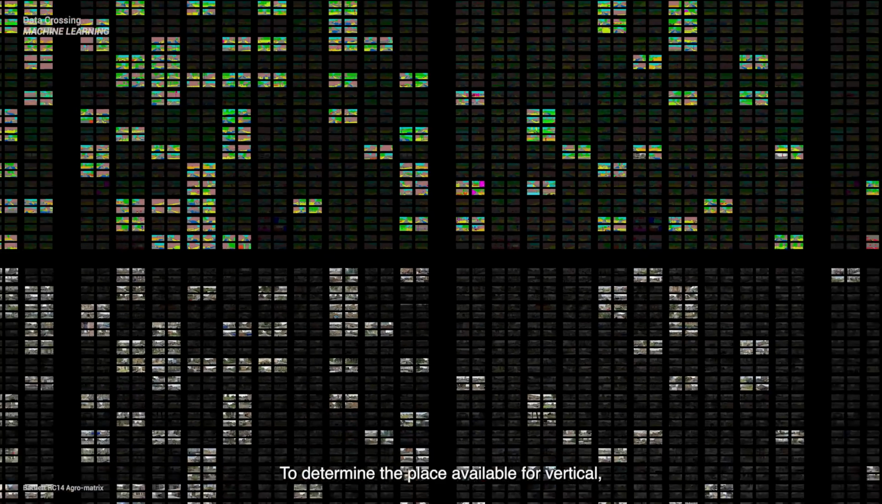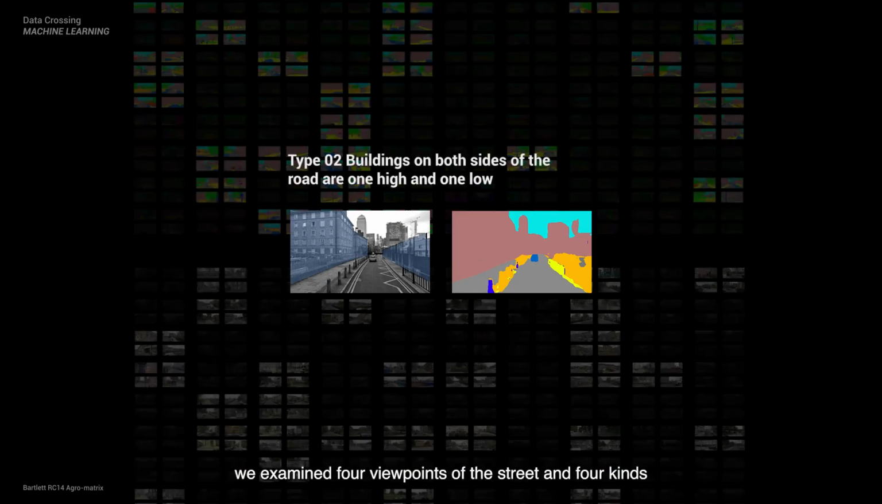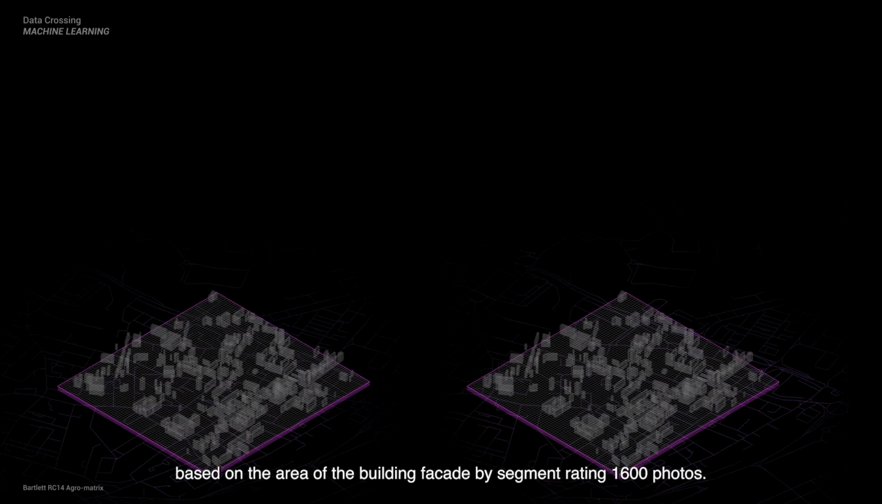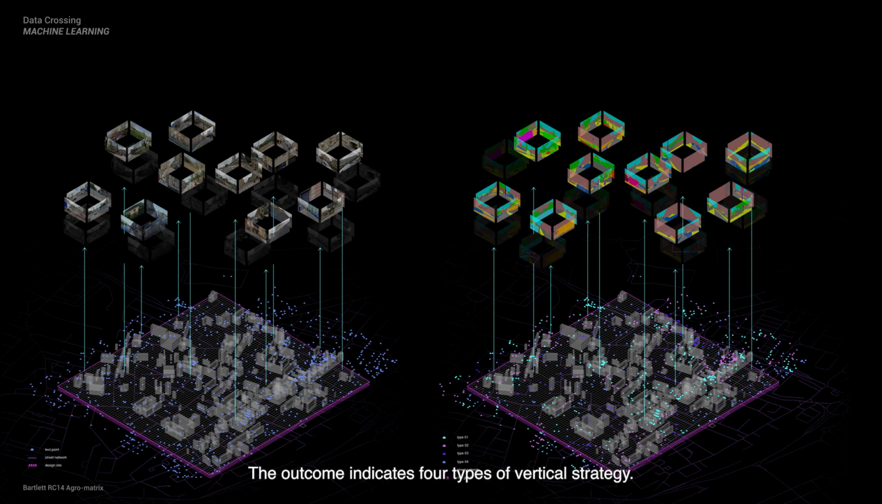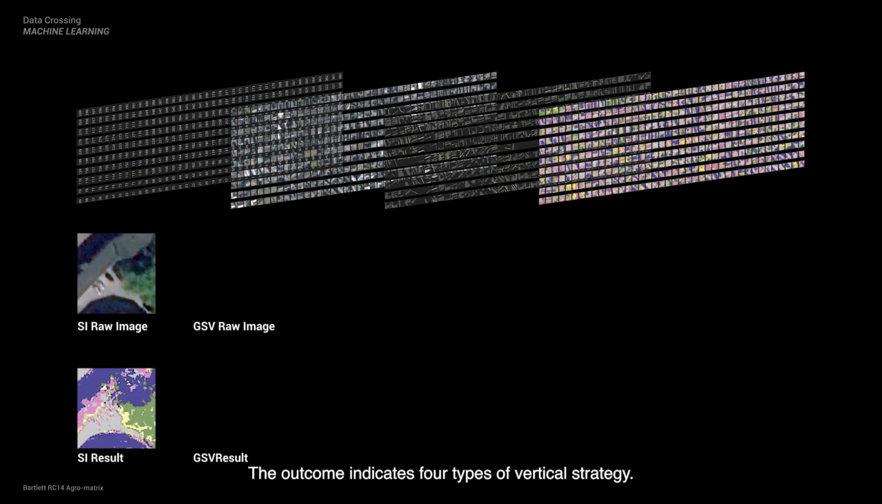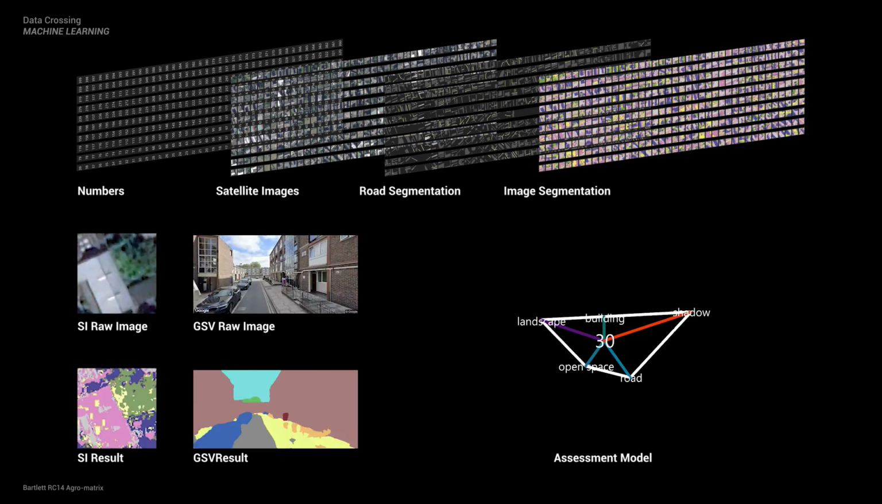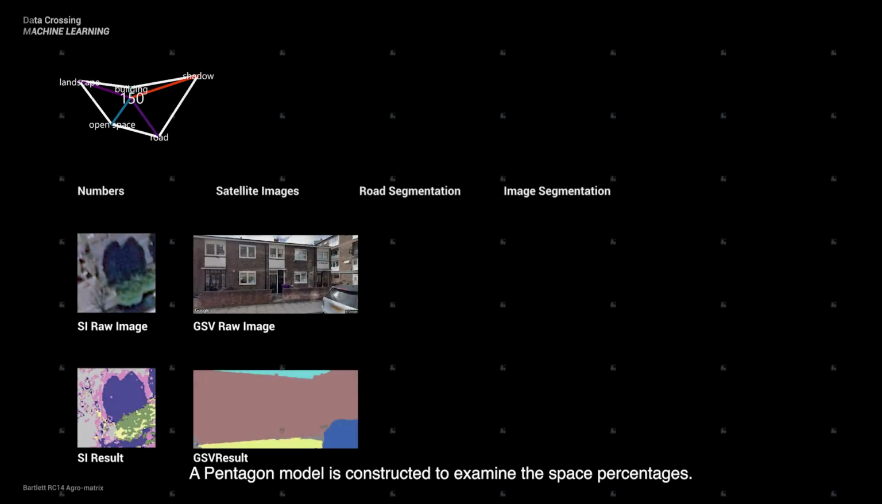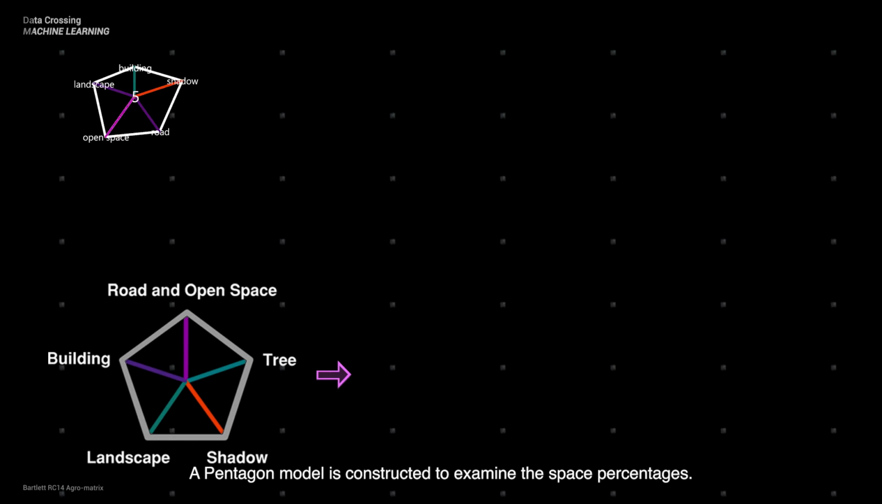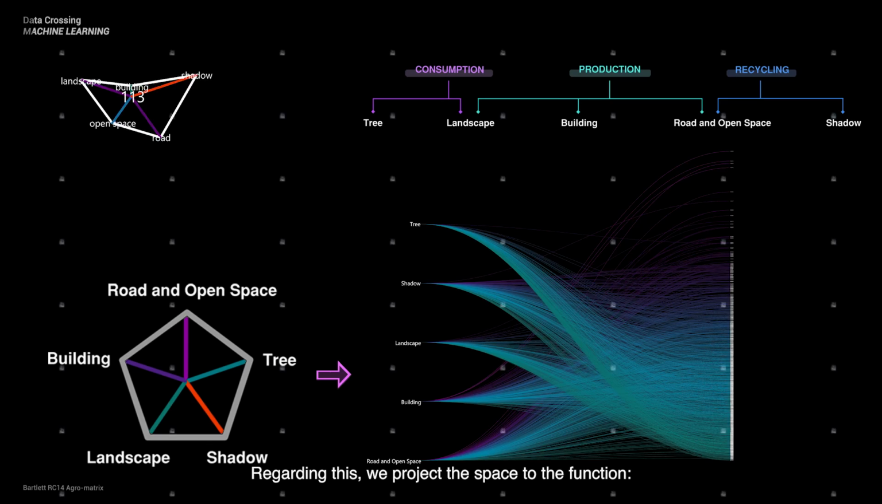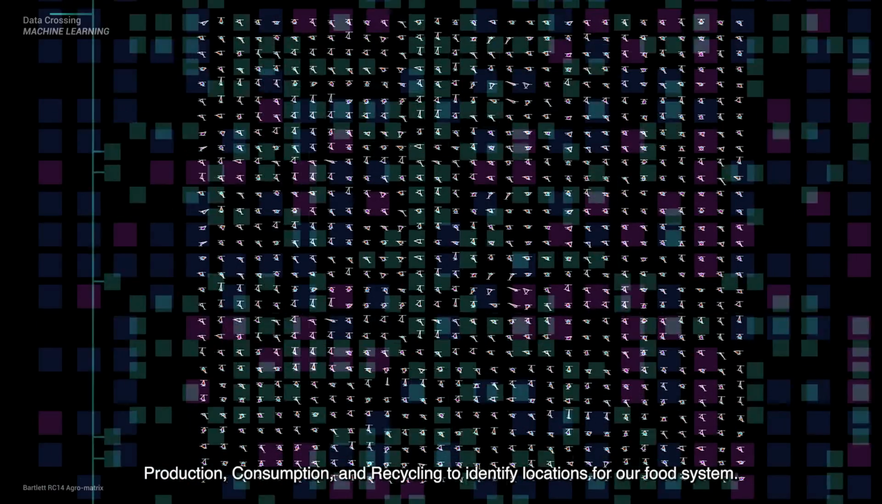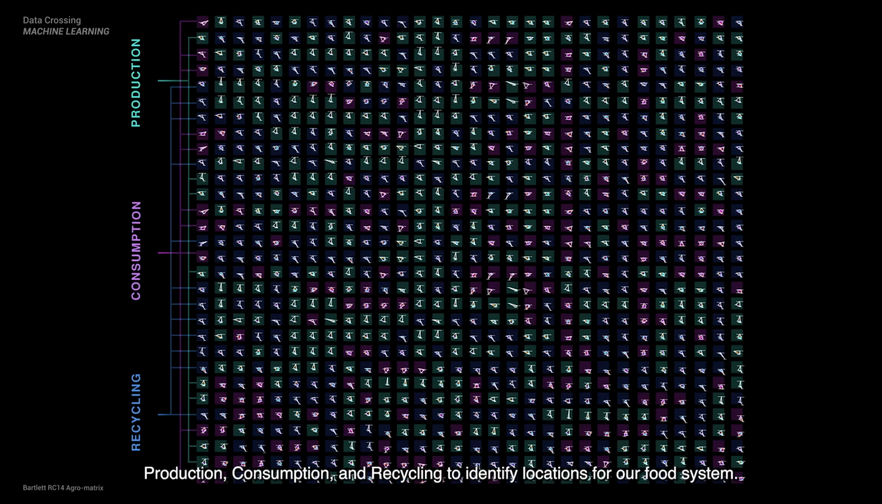To determine the place available for vertical, we examined 4 viewpoints of the street and 4 kinds based on the area of building facade by segmenting 1,600 photos. The outcome indicates 4 types of vertical strategy. A pentagon model is constructed to examine the space percentages. Regarding this, we project the space to the function, production, consumption, and recycling to identify locations for our food system.